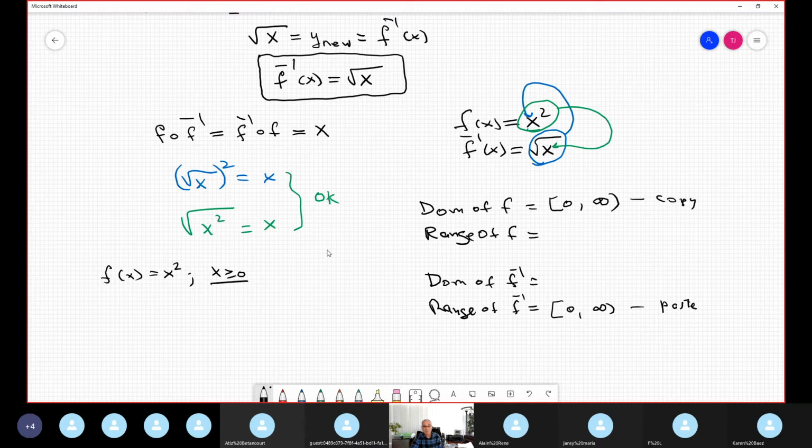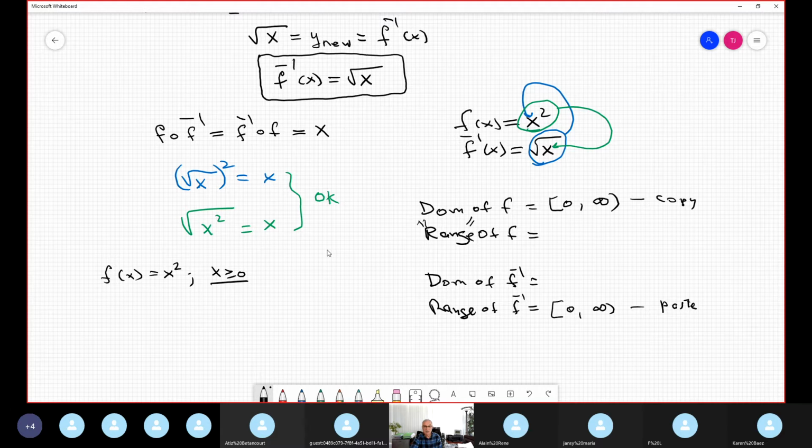However, let me see what happened with the range. For example, for me, it's a little bit hard. Find the range. Range always is hard. It's harder than domain. Domain is easy.